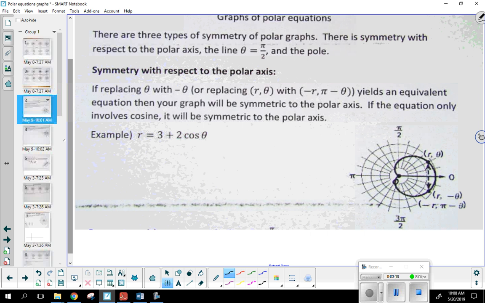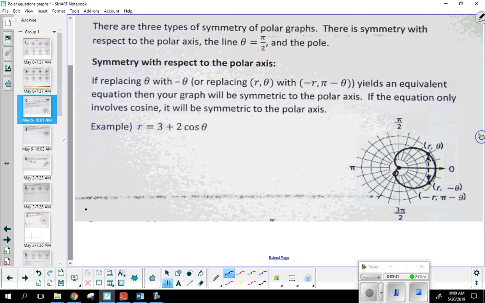There we go. So let's talk about the first one, symmetry with respect to the polar axis. The test is simply to replace theta with its opposite, negative theta. If you can do that, simplify the equation and get the original equation you started with, that tells you it should be symmetric with the polar axis. So let's take a look at our example here. r equals 3 plus 2 cosine of theta. Well, I'm going to replace theta with its opposite. So r equals 3 plus 2 cosine of negative theta.